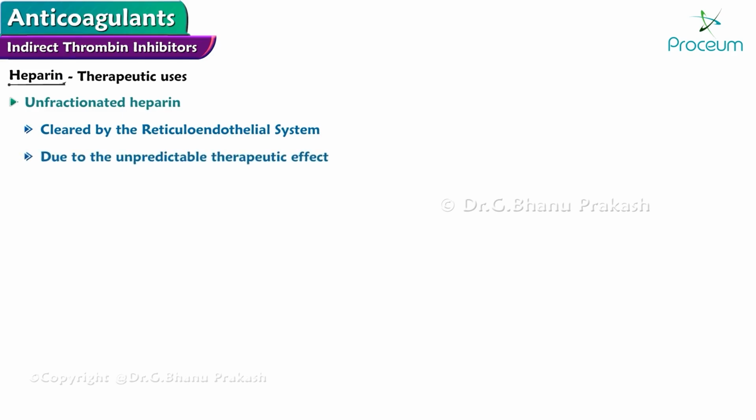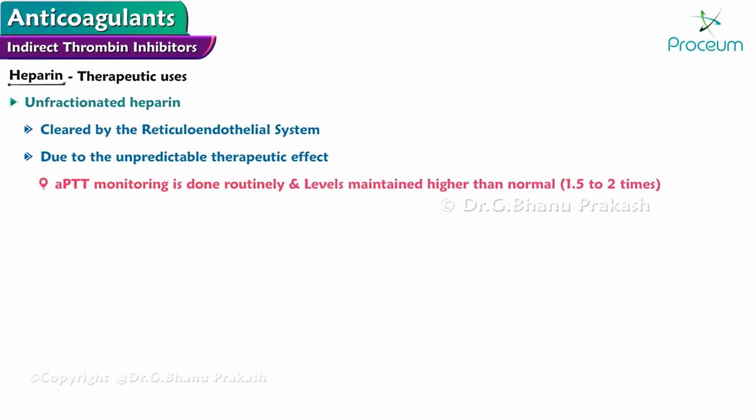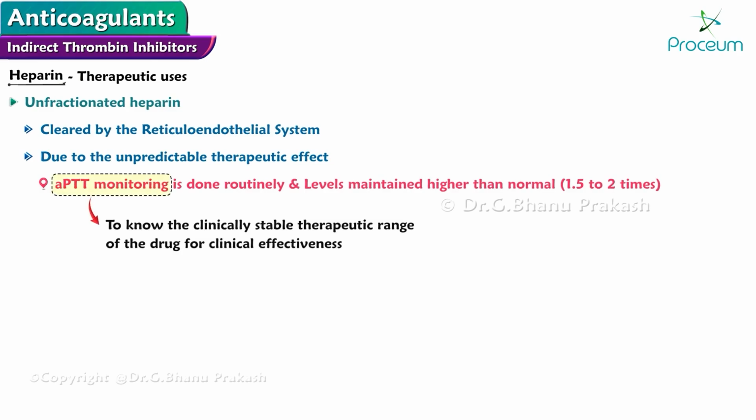Due to the unpredictable therapeutic effect of unfractionated heparin, activated partial thromboplastin clotting time (APTT) monitoring is done routinely, and levels are to be maintained higher than normal, 1.5 to 2 times. This is done to know the clinically stable therapeutic range of the drug for clinical effectiveness.